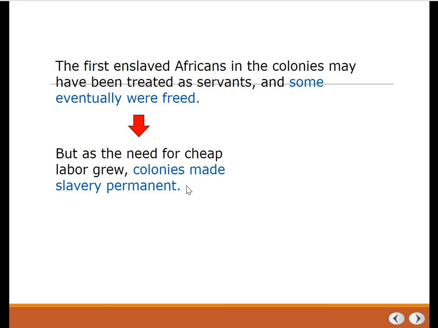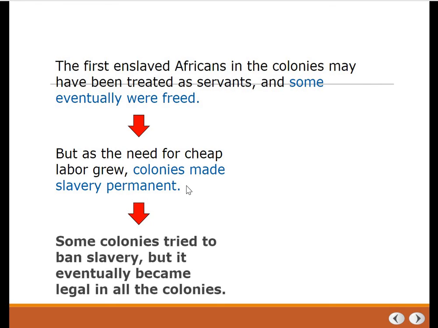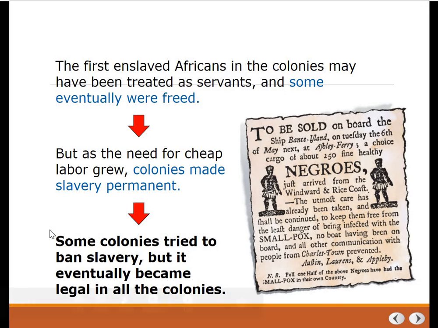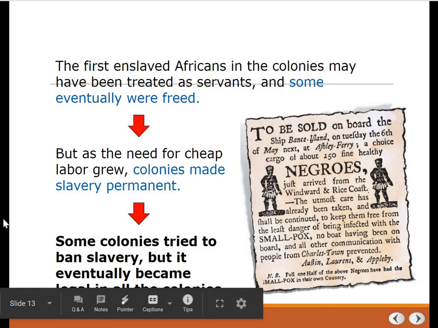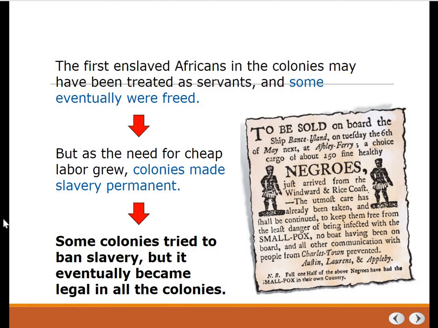So not only were you enslaved for the rest of your life, but your kids were as well, and your kids' kids. And so it became not just a temporary state of being, but an entire lifetime and family's lifetime. Some colonies tried to ban slavery, but it is legal in every colony at some point or another.